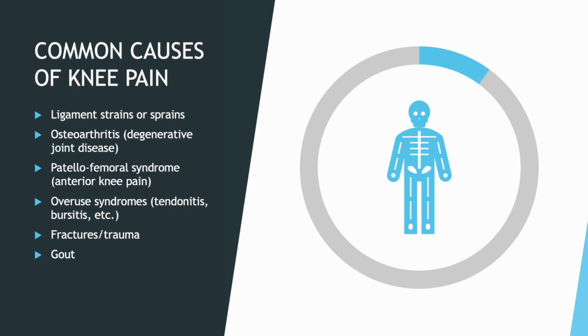We always hear about ACL tears in sports and all that. Yes, that is very common in sports. We don't see a ton of that with the general population coming into our clinic because most people aren't running 20 miles per hour and colliding with other huge humans. So not a lot of ACL and PCL tears. It's usually sprains, strains, or osteoarthritis. Of course, you can have fractures and trauma, and then gout is another inflammatory condition.